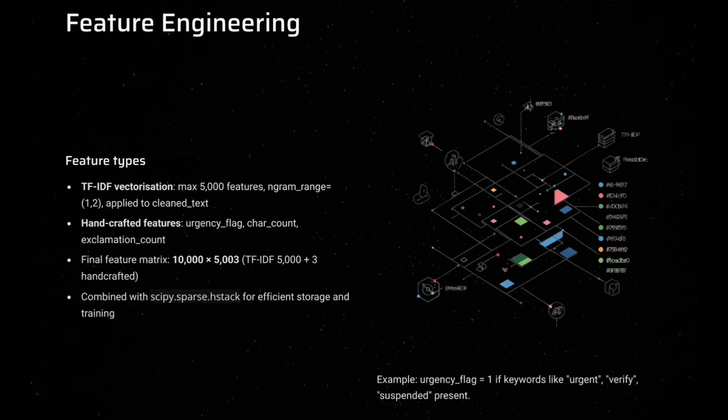Now let's talk about features in more detail, because the quality of your features determines the quality of your model. Our feature set has 2 components. The first and most important is TF-IDF, which stands for Term Frequency Inverse Document Frequency. This is a standard technique in text classification. Here's the intuition behind it.